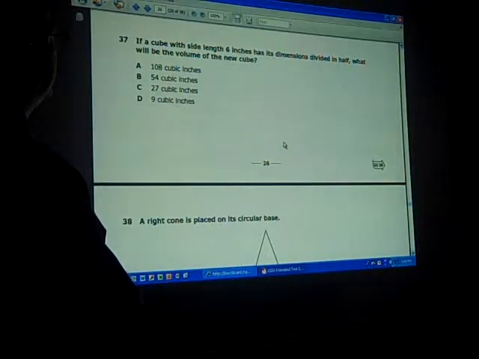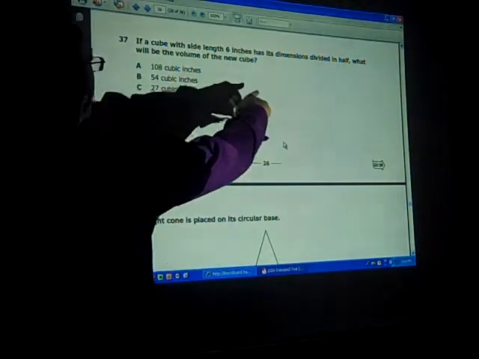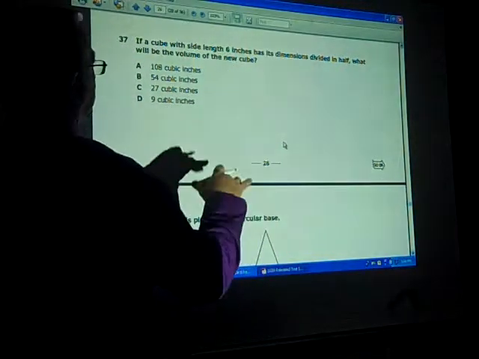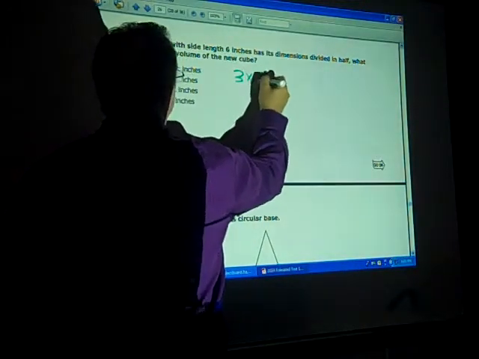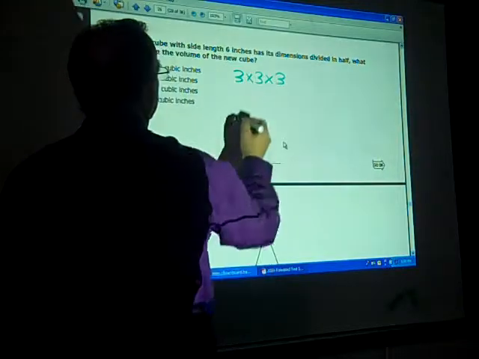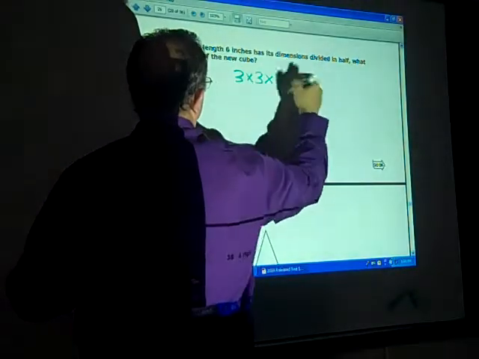Okay, number 37. A cube with side length 6 inches has its dimensions divided in half. What would be the volume of the new cube? So if we cut these in half, they're all going to be 3. We know a cube, all the dimensions are the same. So volume is going to be 3 times 3 times 3 equals 9 times 3 is 27.